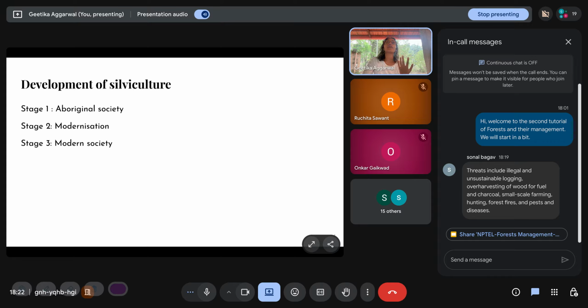Okay. And more or less, some amount of conservation happened because they would actually get attached to certain trees. For example, if there are some fruiting trees from which they're getting food or fodder, or they are worshipping some trees, they'll definitely not cut them down because they have certain sentimental values attached to them. So in this way, the forest stayed conserved and not much scientific intervention was required at this point. Then stage two came in, there was modernization.